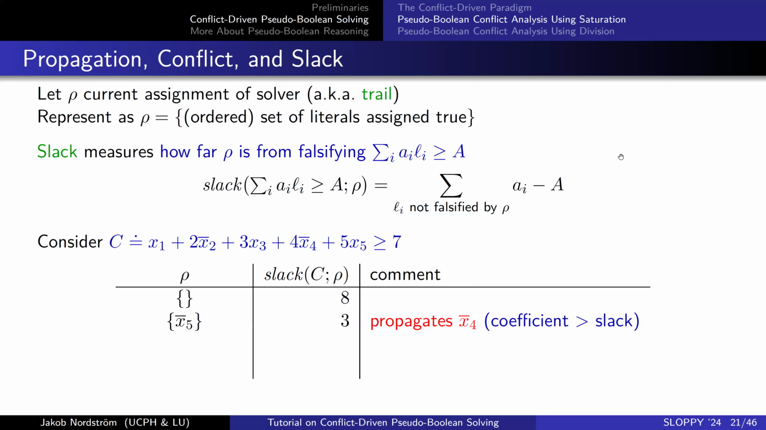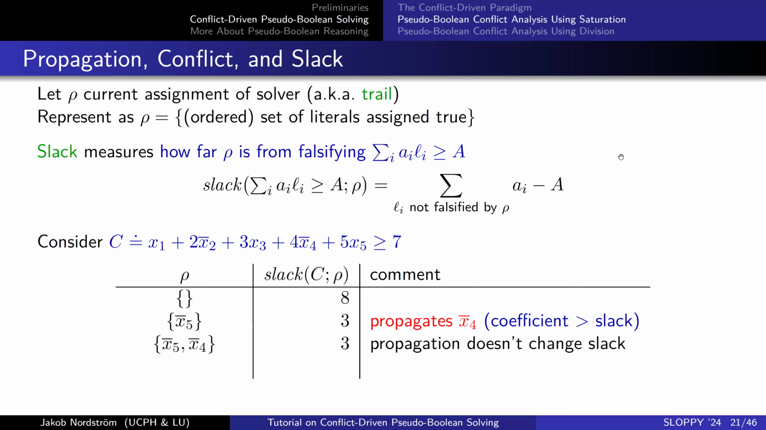3 is strictly smaller than the coefficient of not x4. If I would now set x4 to true, then I lose another potential contribution of 4, and my slack would go negative. Okay, so if I have a literal with a coefficient that is strictly larger than the current slack, I'm not allowed to screw up this literal. So this is what it means to propagate. In this case, under not x5 being true, under x5 being false, this constraint propagates x4 being false.